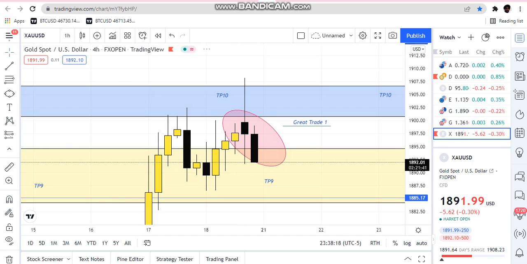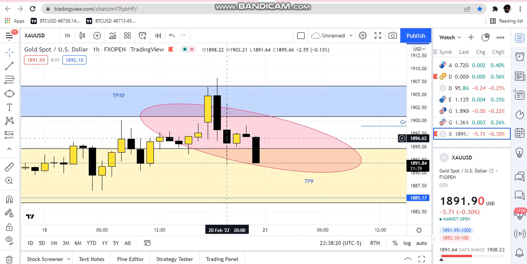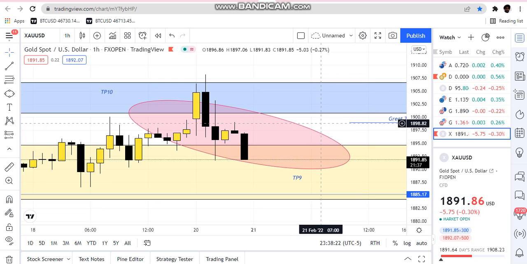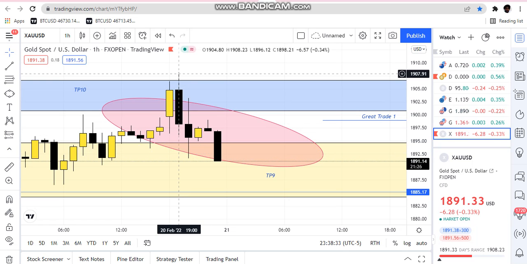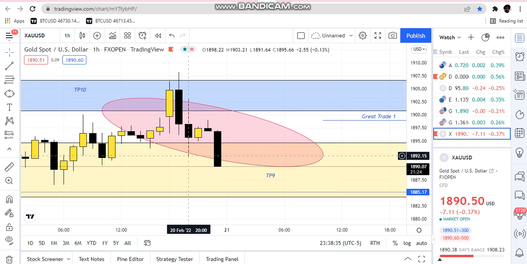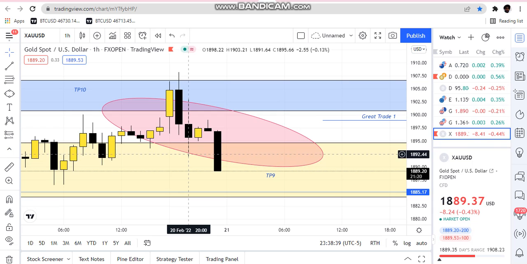You can see on the 1 hour as well. Boom, price made a lower high. You see price made a lower high, made a lower low. If you missed this trade February 20th, at 1908 all the way down to 1891, depending on your lot size, from 1908 to 1891, you could have been up a couple thousand, easily 20,000, 30,000, depending on your lot size.